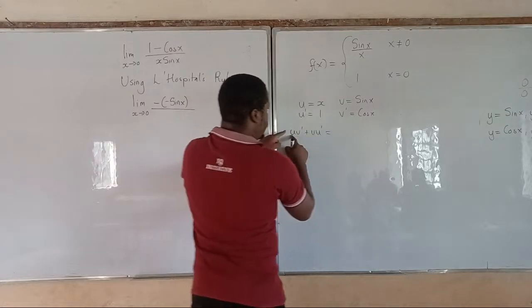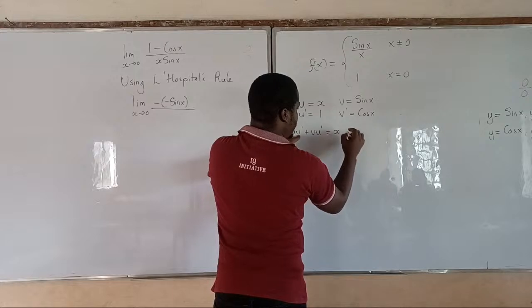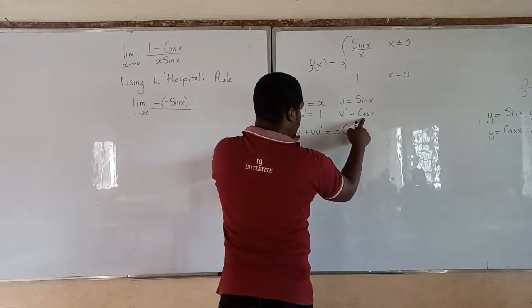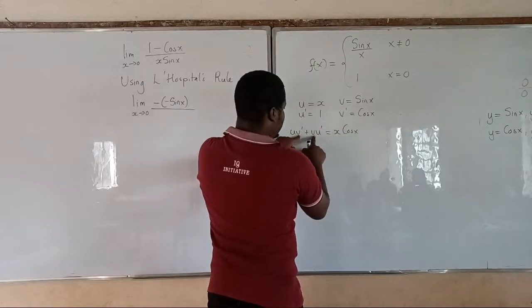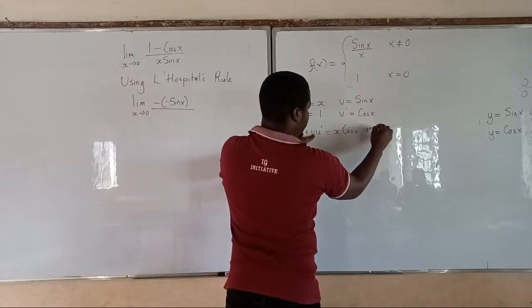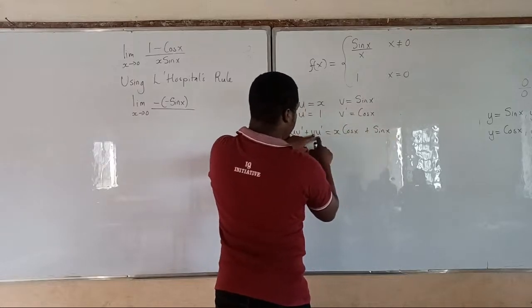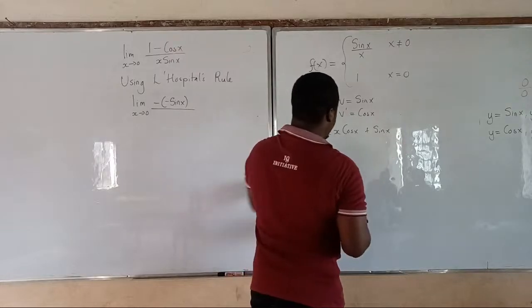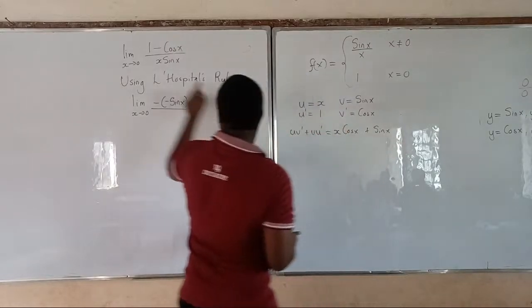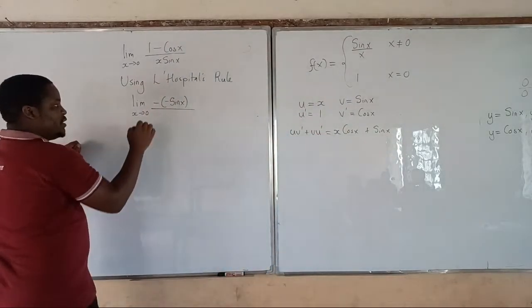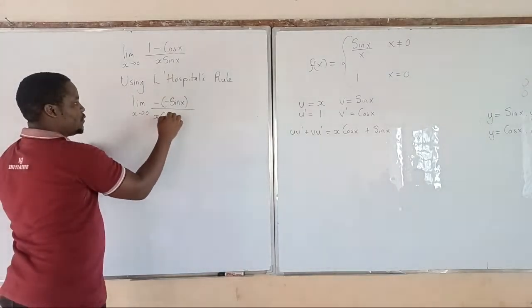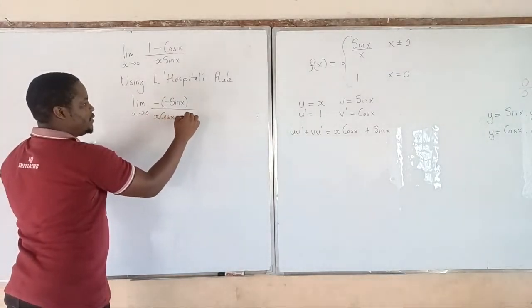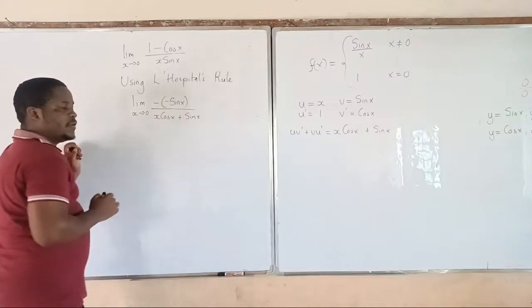So what is our u? x. What is our v prime? Cos. What is our v? Sine. Then what is our u prime? 1. I won't write it. So this is what we get when we differentiate this. We put it here: x cos x plus sine x.